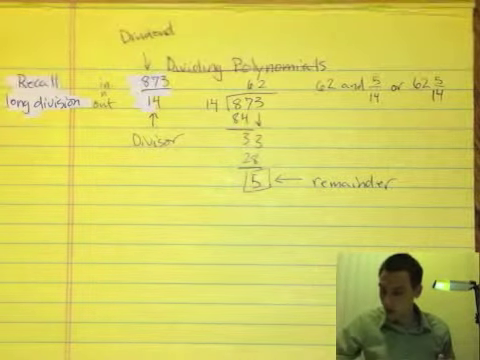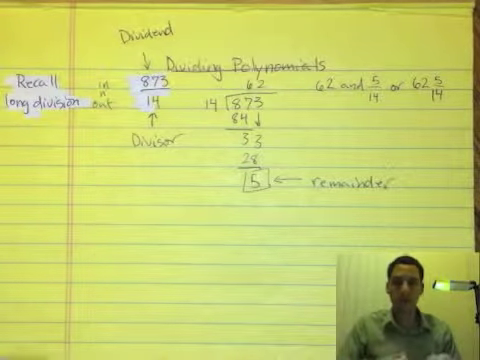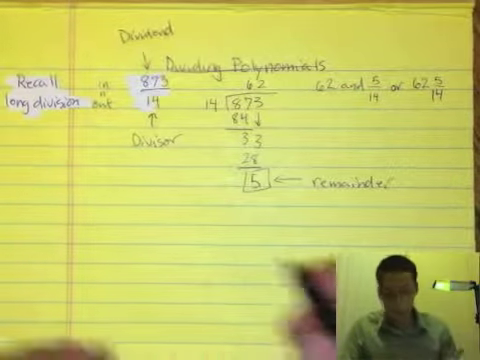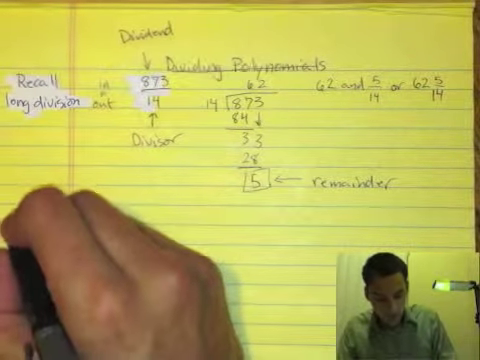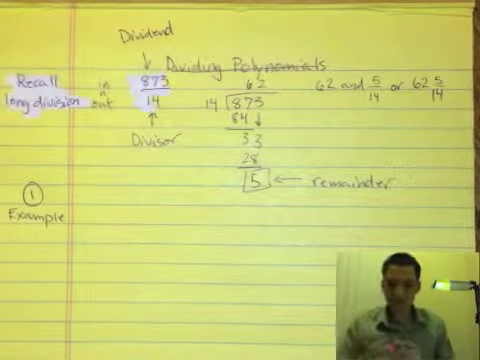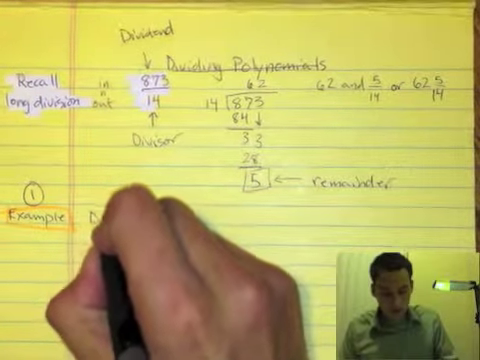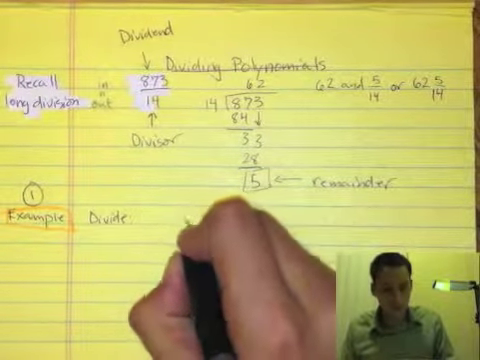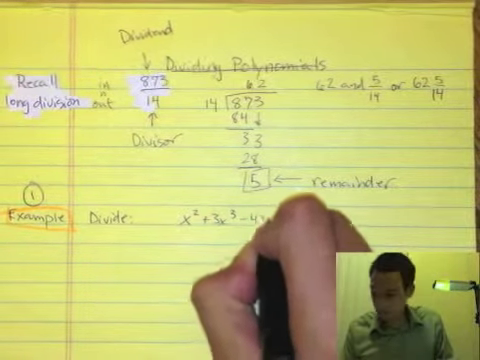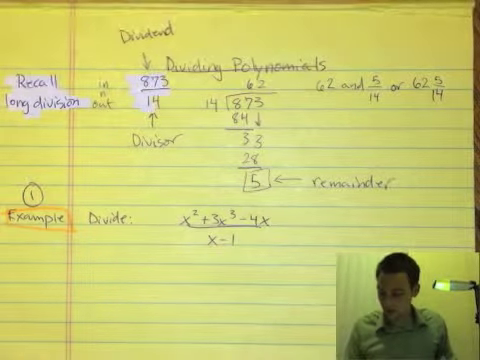So we're going to take all of this stuff and we're going to use it to divide polynomials, things with x squared plus 3x plus 7 or whatever, and we'll be dividing those. So the first example, we're going to have this be example 1. And the instructions are divide. We're going to divide x squared plus 3x cubed minus 4x by x minus 1.